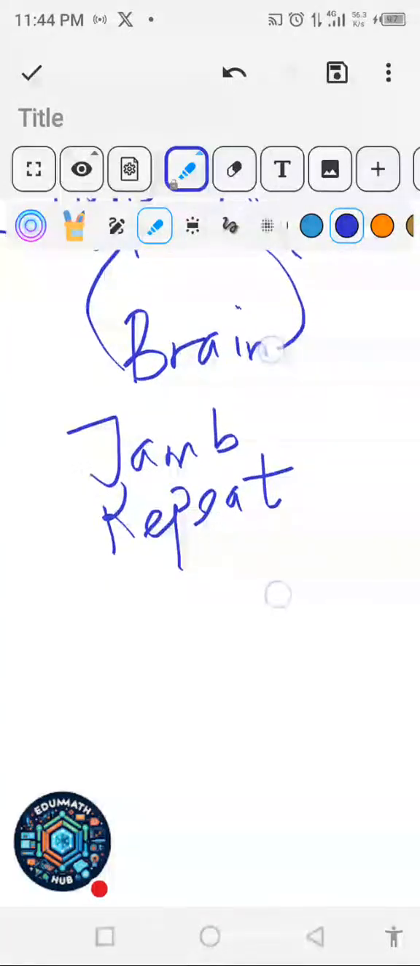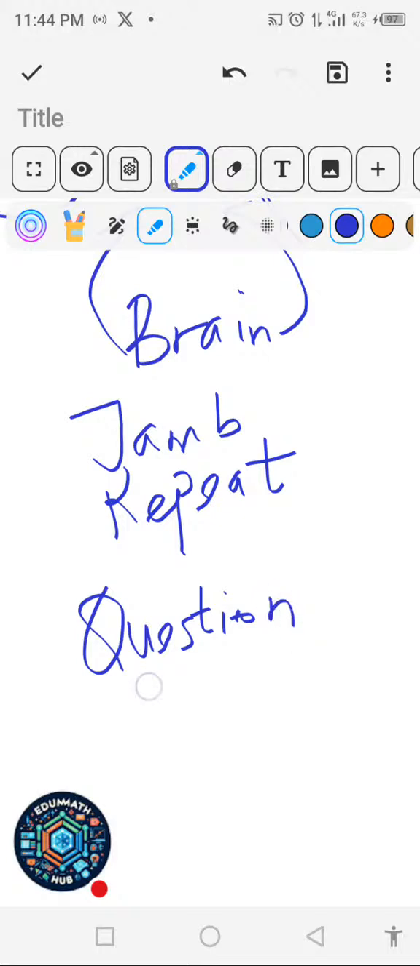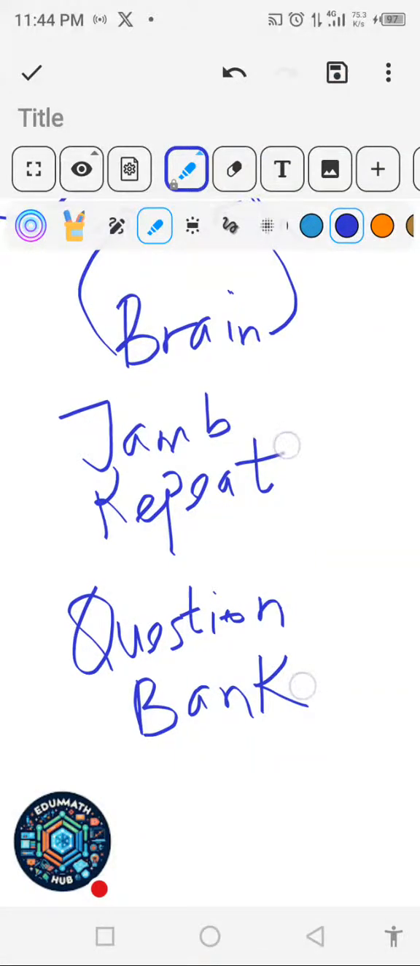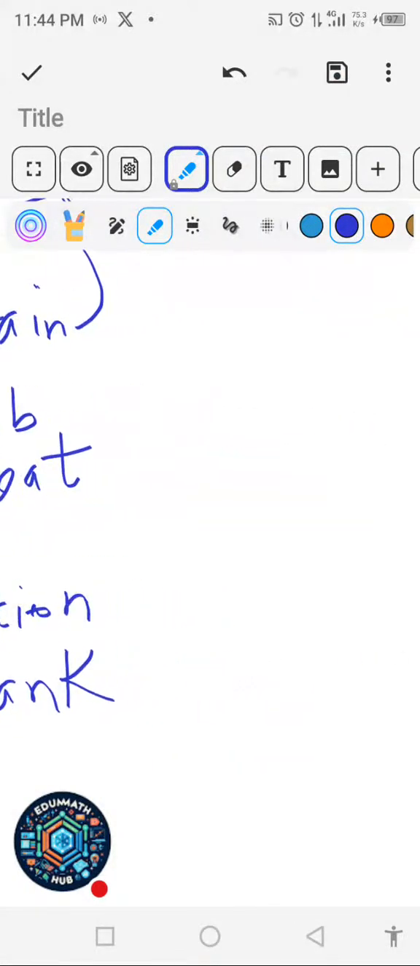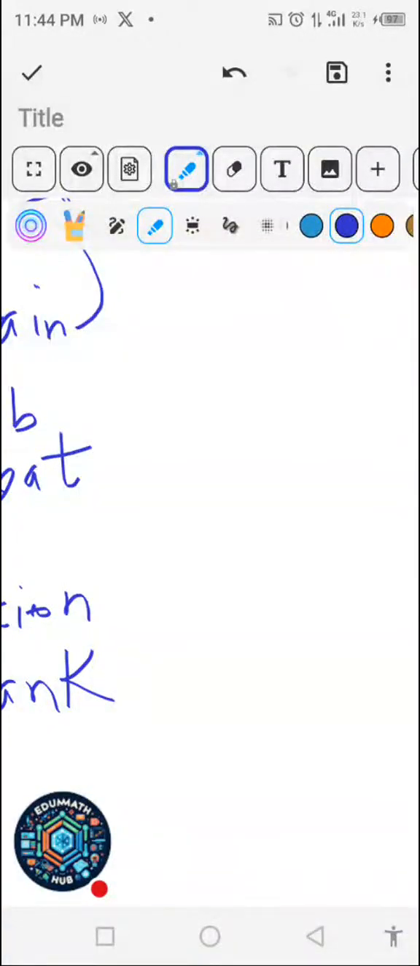Since they repeat questions a lot, that means they have something like a question bank where they just select questions from there and drop them out as the real exam. And you'll be surprised to note that this JAMB exam is a very simple exam. Try to cover each topic. As you cover the topic, go to your pack, pick questions on that topic, and do that until you finish that particular syllabus.